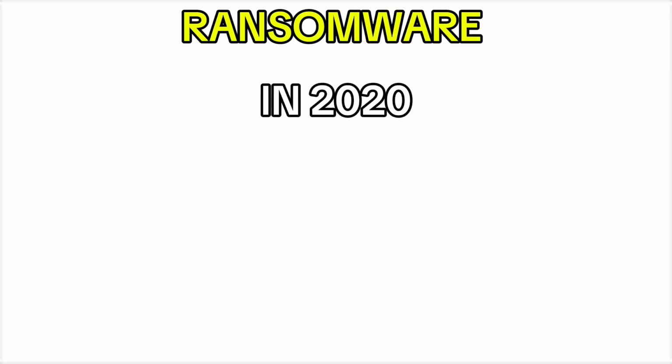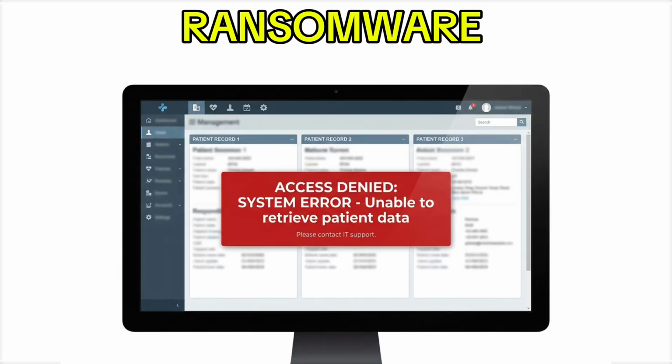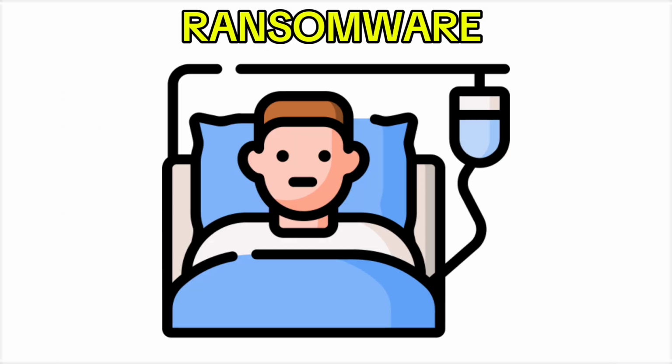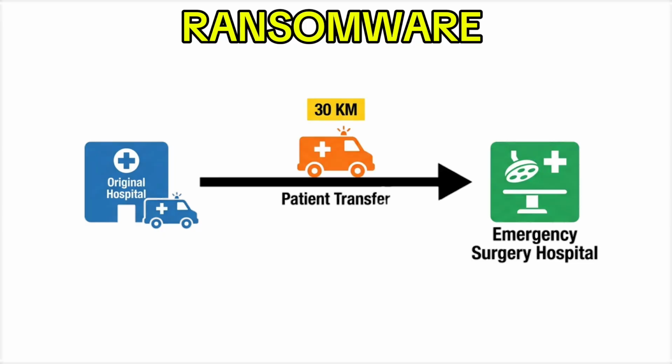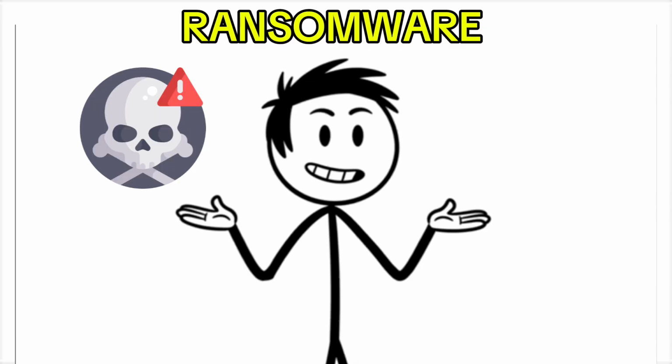In 2020, a hospital in Düsseldorf, Germany was hit by ransomware. The attack locked their entire system, including mobile devices used by doctors. They could not access patient records. A woman who needed emergency surgery had to be transferred to another hospital 30 kilometers away. She died during the delay. This became one of the first known cases where a ransomware attack directly contributed to a human death.